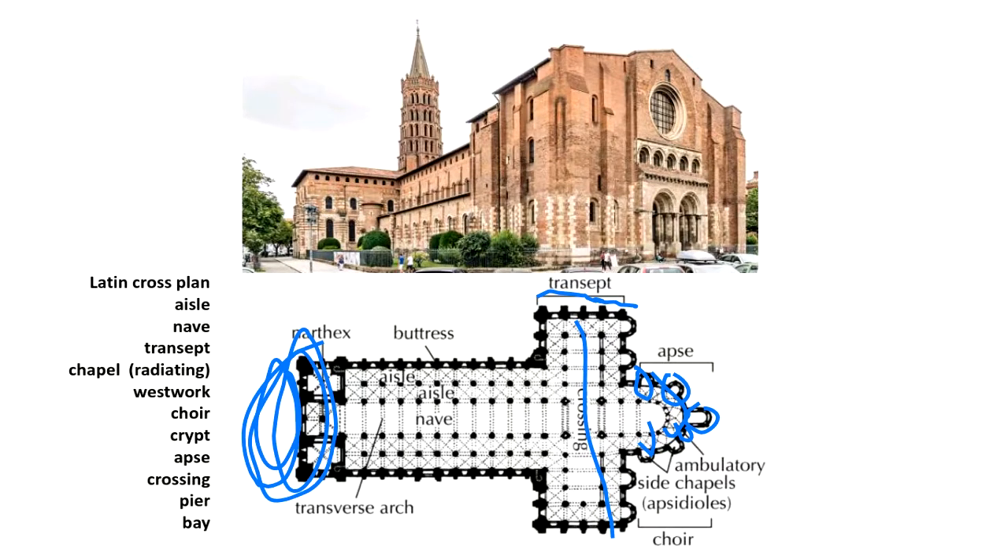Also, the choir. What was the choir? The choir is here. The choir, again, was for the monks, a special place where only they could be, so they could be separate from everyone else. The crypt is usually in the apse, but it's a basement. It was where they would usually bury someone very important to the church. And sometimes they would also hold services there, so it had a double function.